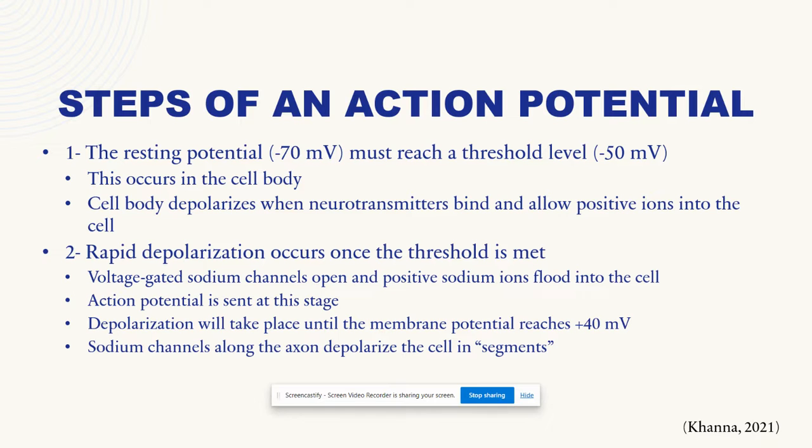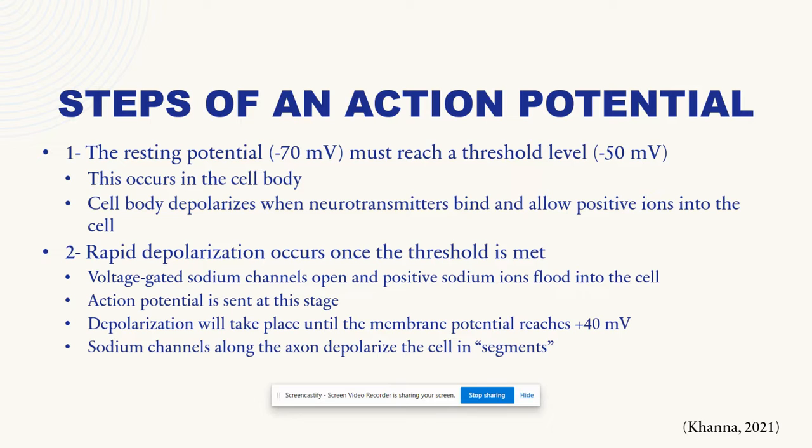It's when neurotransmitters bind to channels and allow positive ions to trickle in, going from negative 70 to negative 50, and it makes the cell slightly positive. This is going to occur at the soma, at the cell body, and once that threshold level is reached, typically around negative 50, we're going to see the action potential fire.